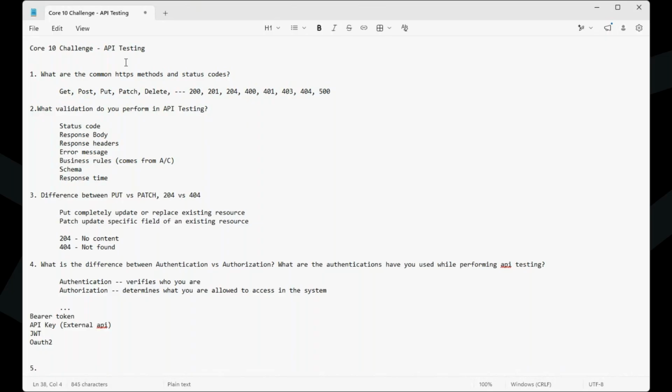Following question. So what could be the following question? They can ask you, let's say that you talked about API testing a lot, right? You talked about status codes, validation, some differences, authentication, but what tools have you used? What are the tools you have used for API testing?